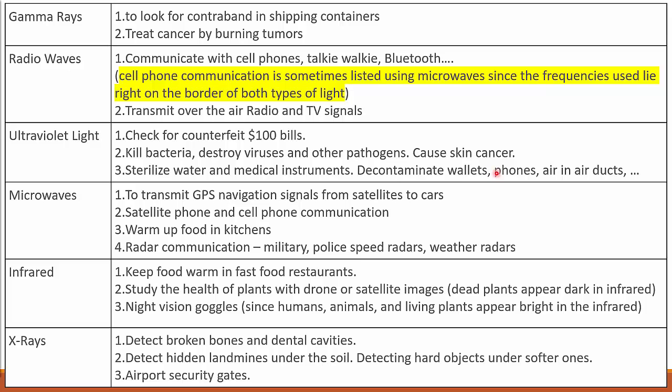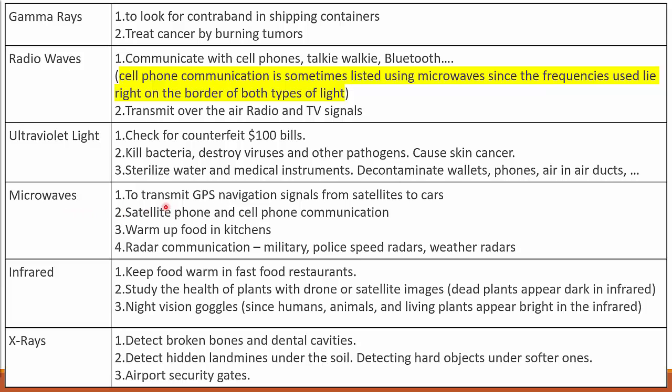Essentially, you can buy an ultraviolet light device and you put your cell phone or wallet in an enclosure and you expose it to the ultraviolet light to decontaminate it. We use it also in humid regions. We use it to decontaminate the air in air ducts. For example, in especially humid areas, it is used to kill mold in air ducts.